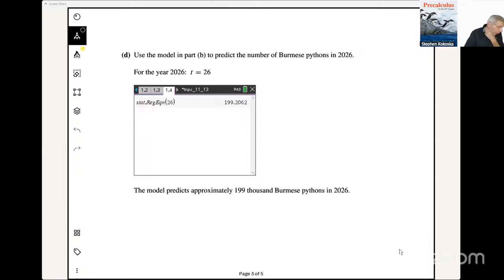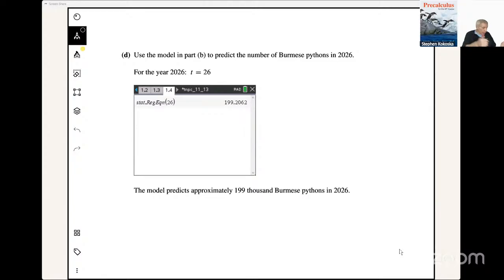I think I have a part D here. It says to use the model to predict the number of Burmese pythons in 2026. You know, when we do regression analysis, there is always danger of using the model to predict what's going on outside your range of data.